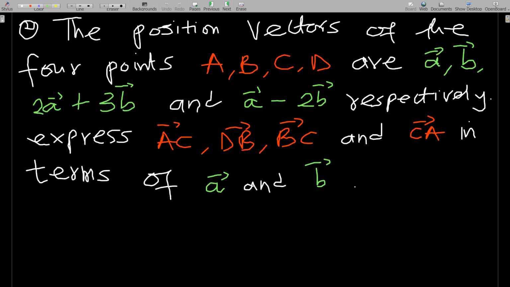Let's start with the second one, which reads: the position vectors of the four points A, B, C, D are small a, small b, 2 small a plus 3 small b, and small a minus 2 small b respectively. Express AC, DB, BC, and CA in terms of small a and small b. This is very simple.